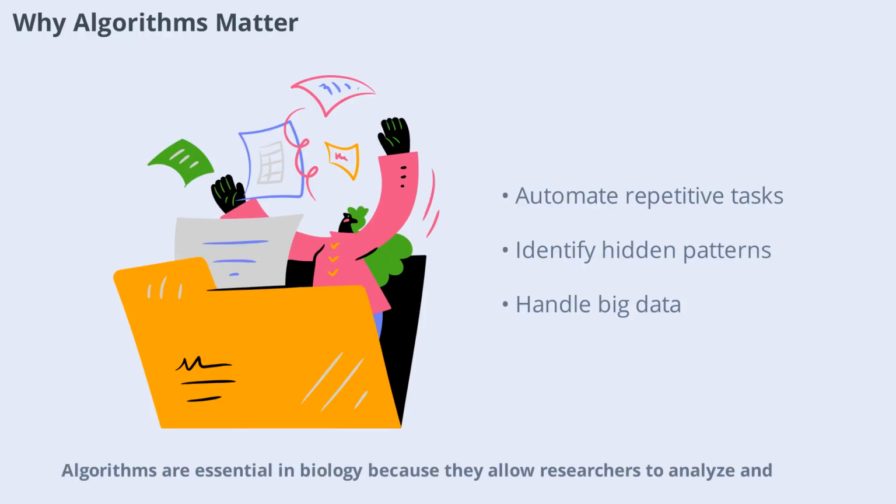Algorithms are essential in biology because they allow researchers to analyze and interpret massive amounts of data that would be impossible to handle manually. For example, sequencing a human genome generates billions of data points. Without algorithms, making sense of this information would be unthinkable. Algorithms help automate repetitive tasks, identify patterns, and make predictions, enabling scientists to focus on deeper questions and discoveries. Their importance continues to grow as biological data becomes more complex and abundant.